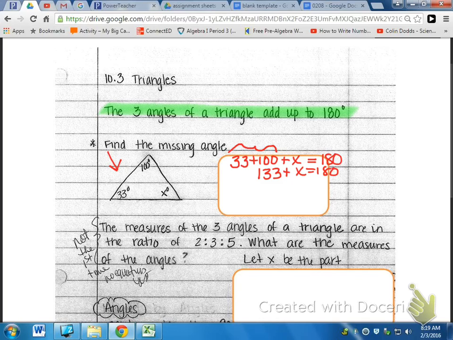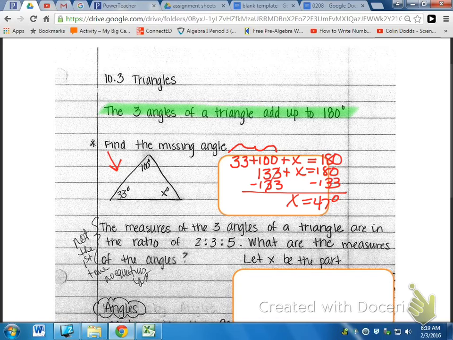And how would we solve for x? 180 minus 133. Yeah, you'd subtract 133 from each side. And x would be 47 degrees. And that's what I'm going to ask that you do. It's just practice in writing equations from problems. That would be good practice for I-STEP.